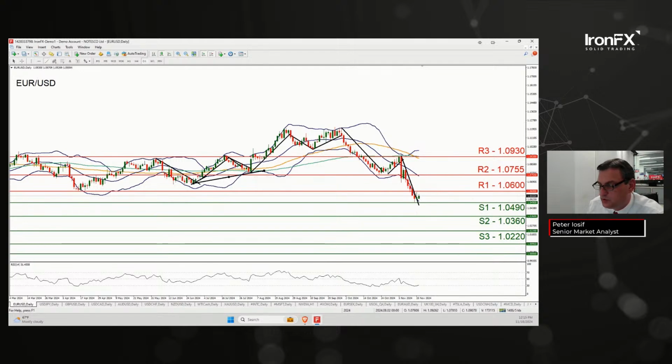Allow me to draw a couple of trend lines here. And it's interesting in the long term how we view the bearish movement of the pair.